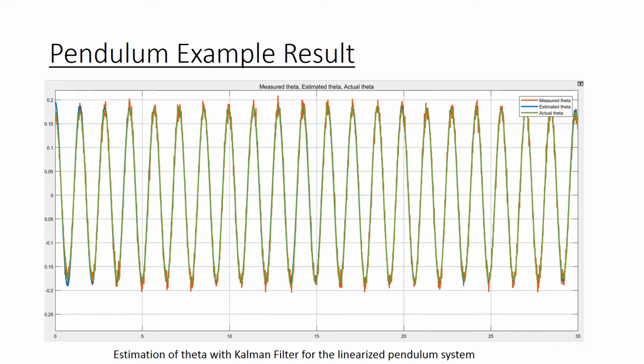Now, looking into the results for the system, we can see that the Kalman filter has done a great job in predicting and estimating the state theta. The actual theta is shown in the green line, the orange graph shows the noisy signal, and the estimated value of theta is shown in blue. All of these lie on top of one another, which shows that the Kalman filter has done a great job in correctly predicting and estimating the actual state theta of the pendulum system.